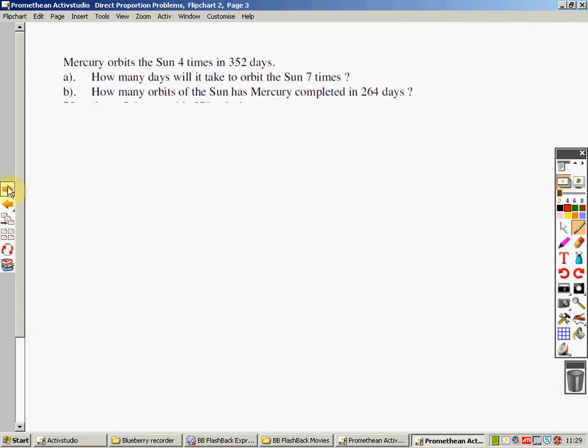Okay, similar question. Let's highlight it again to get used to that technique of highlighting the question we need. Mercury orbits the Sun 4 times in 352 days. That's the fact. And now this is a question. The other colour pen. The question is, how many days will it take to orbit the Sun 7 times?